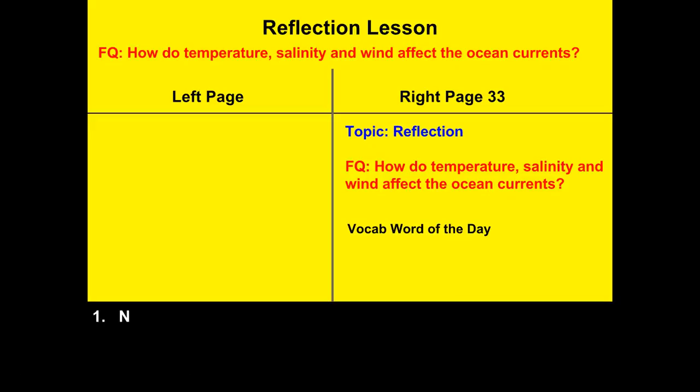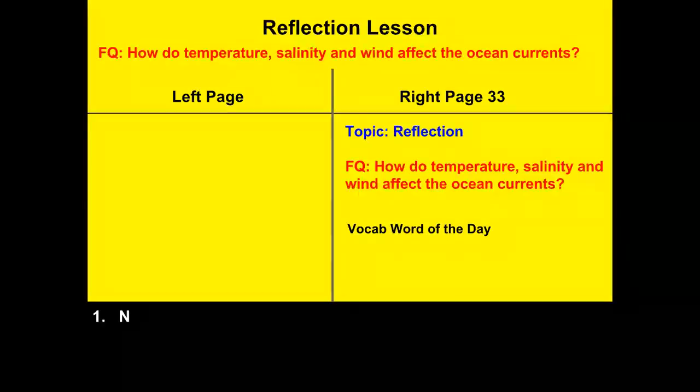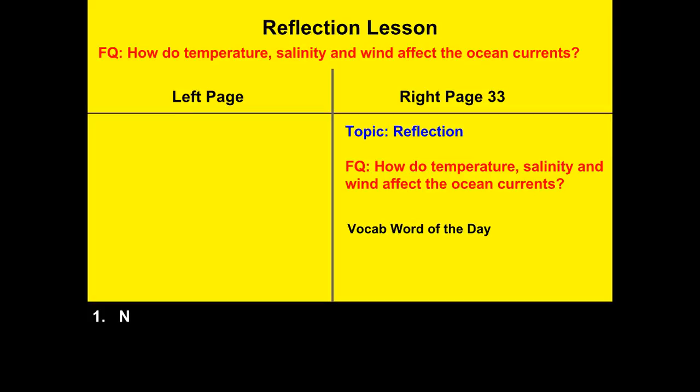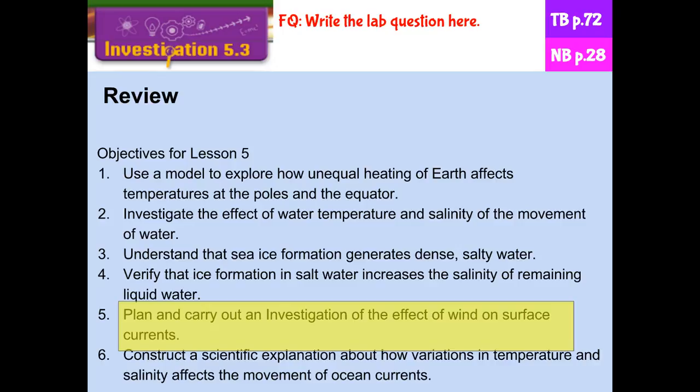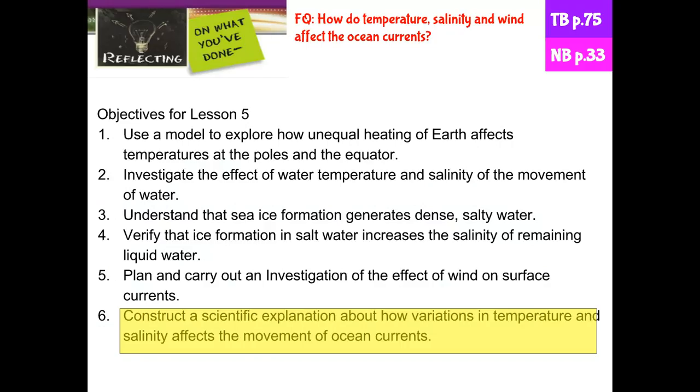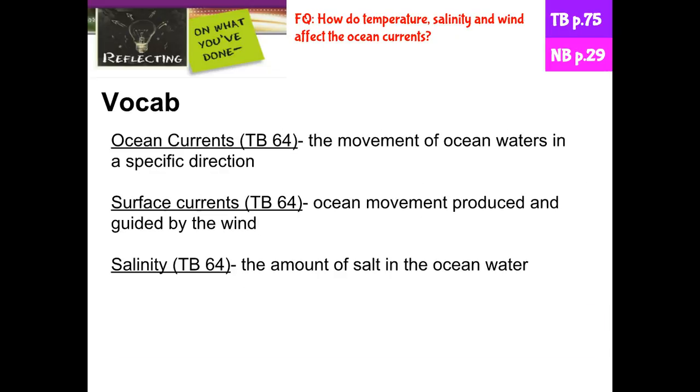We're going to be looking back at the different investigations, and our focus question for this lesson is, how do temperature, salinity, and winds affect ocean currents? So we need to review from investigation 5.3 when we looked at the effects of wind on surface currents. And now today we're going to be constructing an explanation on how a variety of items like temperature, salinity, and wind affect the movement of oceans.